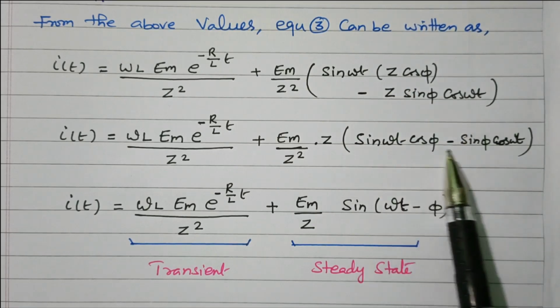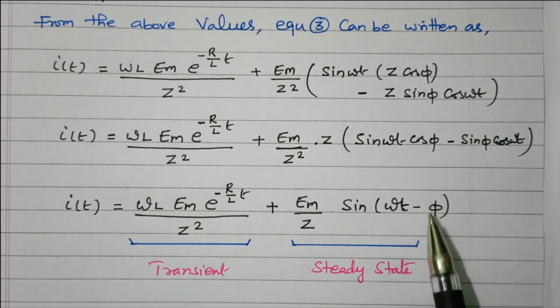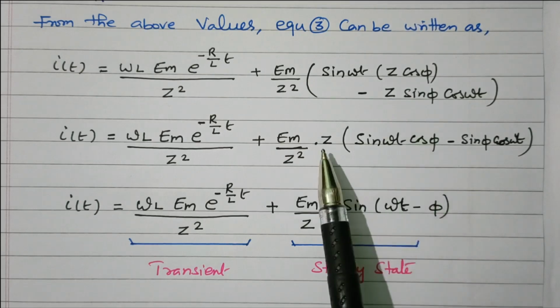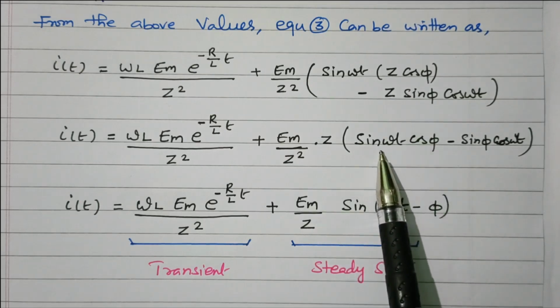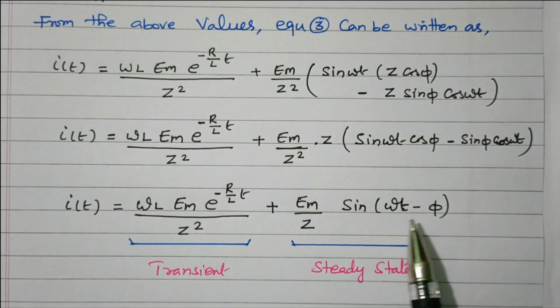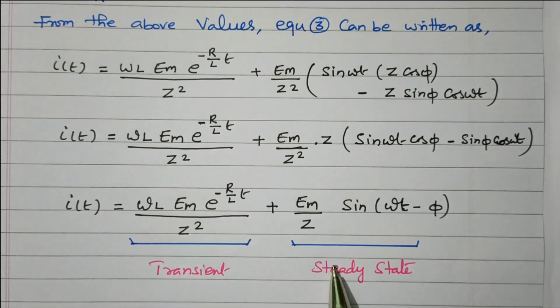So this format is available, and that can be written as sin of A minus B, where A is omega t and B is phi. So it becomes sin of omega t minus phi. For the simplification we substituted the R value and omega L value, and Z is taken outside. So sin A cos B minus sin B cos A is nothing but sin of A minus B. This term is called the transient term, and this is the steady state term. So this is the final expression: after substituting from the impedance triangle, we got one more equation that contains both transient as well as steady state terms.